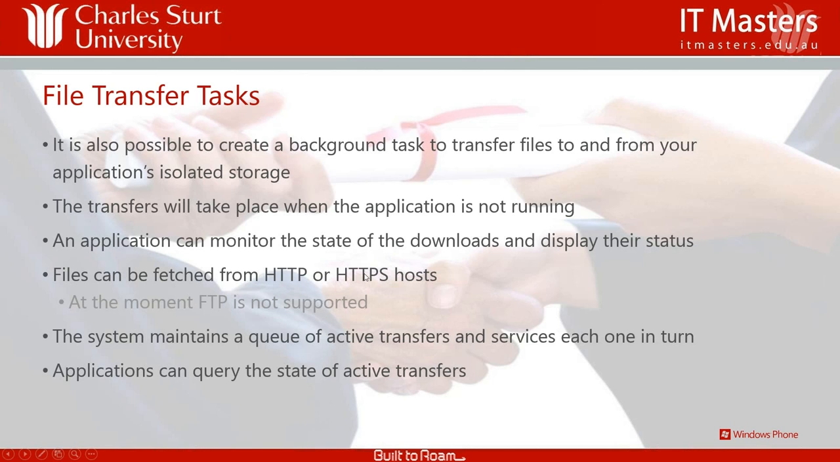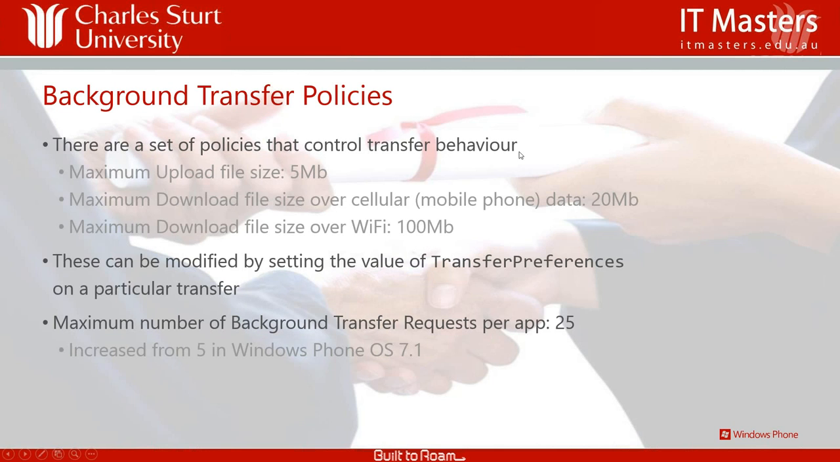You can use this to download and upload. There are a couple of caveats. At the moment FTP is not supported, and once you trigger the downloads, you can then requery the status for those downloads. In addition, the maximum upload size is 5 megabytes, the maximum download size over a phone network is 20 megs, and over Wi-Fi it is 100 megs.